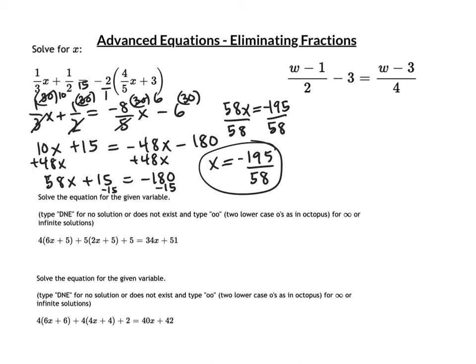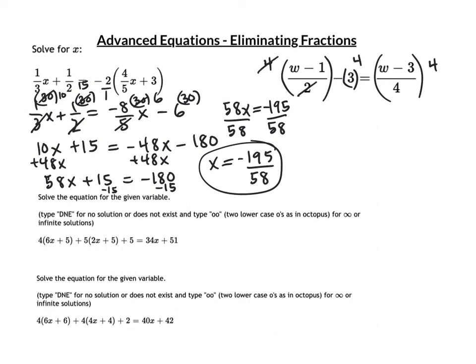Last bit of fraction work here. Common multiple of 2 and 4 is 4, so I'm going to multiply everything by 4. Now notice the way I do this. I'm going to take 4 times this. That's one thing, the fraction bar groups it. It's one term. Multiply by 4 and multiply by 4, both sides.